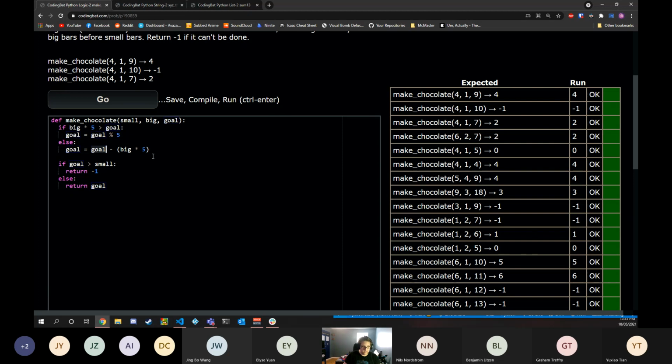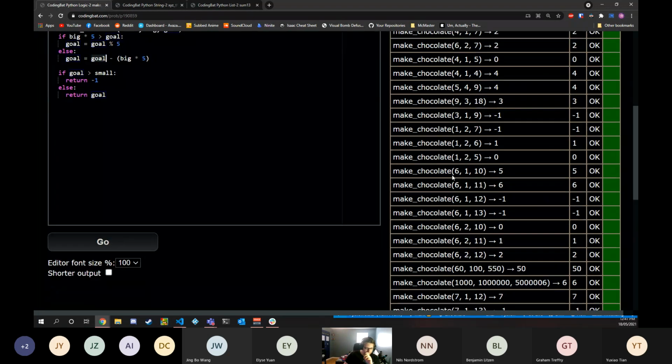My goal could be 15, and I have one big chocolate bar. That leaves my goal at 10. It's not the nearest modular of 5, though. That's the issue.